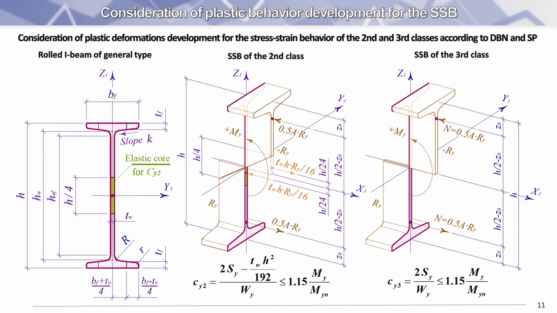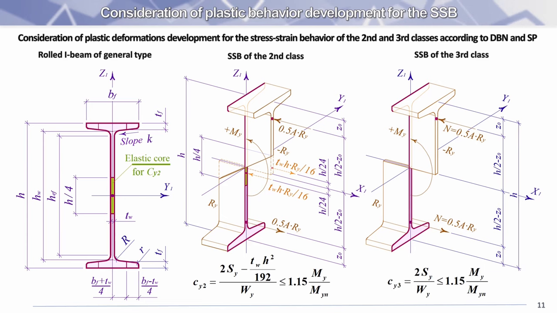One of the innovations implemented in LIRA 10 is the refinement of the coefficients for accounting the plastic deformations development. According to the current norm set forth in DBN and SP, the elements of steel structures are subdivided into three classes depending on the allowable stress-strain behavior. The influence of plastic deformations is considered with the help of coefficients and exponent n. The current norms represent these coefficients in tabular form only for one class of SSB. It's assumed for SSB of the second class. We have obtained accurate formulas both for the second and third class of SSB.